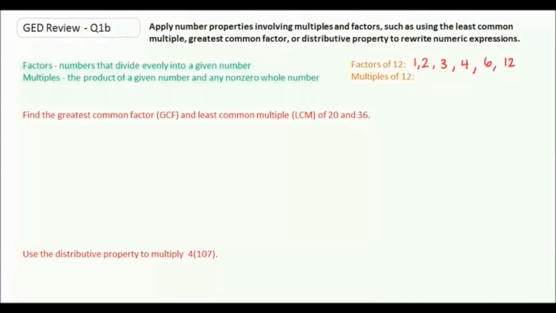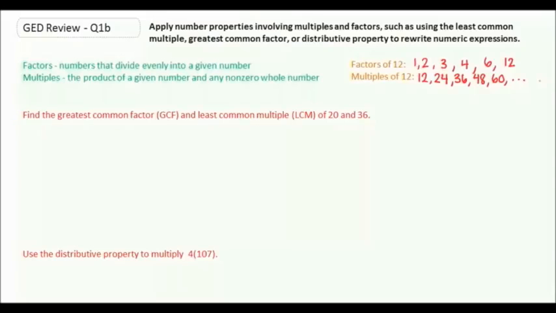Multiples are the product of a given number and any non-zero whole number. So it's like we're going to skip count by 12. So 12 would be the first multiple of 12, and then 12 times 2 is 24. 12 times 3 is 36. 12 times 4 is 48, and then 60, and then it keeps going on and on forever. So notice there's a set number of factors, but there's an infinite number of multiples.